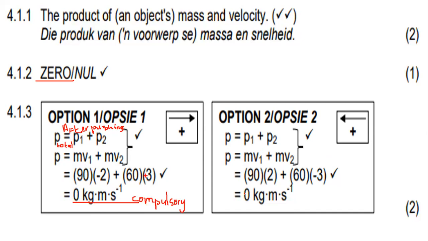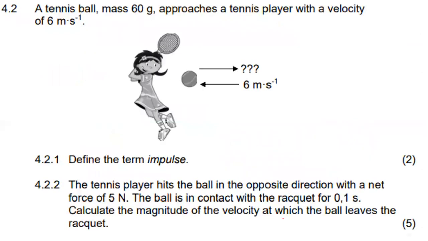Then option number 2 here, my dear learners, everything is the same. It's just that here we choose the left as positive, and hence the 2 was substituted as positive 2, and the right is negative, and hence the 3 meters per second was substituted as a negative value. But we get to the same answer altogether. And these are exam type of questions. So I'm really expecting you to do well and to really be able to interpret the questions and get all the marks, in fact.